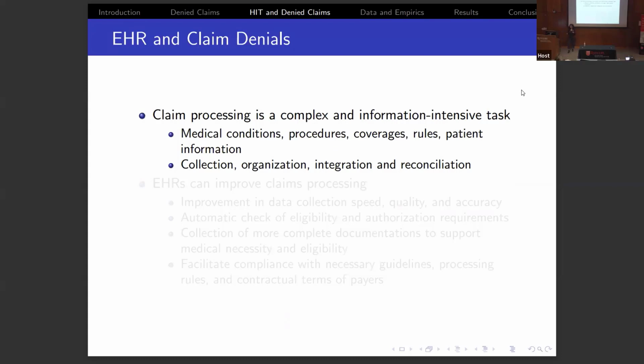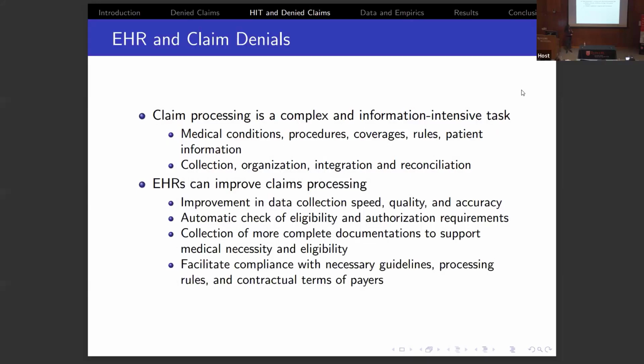So claims processing is a complex task that is time-consuming and resource-consuming. Right, the claims put together a host of different types of information, medical conditions of the patients, different types of procedures, medications, right, they have coverages, right, all sorts of patient information. Collecting, organizing, reconciling all this information is a challenge for healthcare providers. And actually just 4%, 4 to 5% of their operating expenses goes to this collection process, a significant amount.